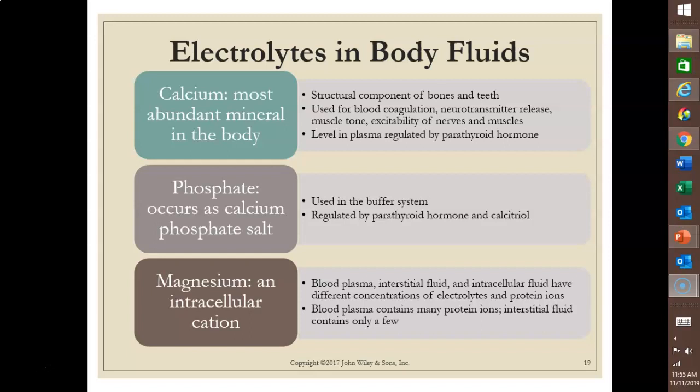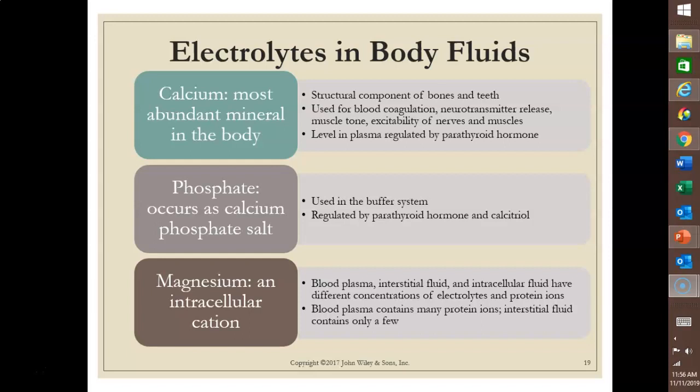The most important regulator of calcium concentration in the blood is parathyroid hormone. When blood levels of calcium are low, parathyroid hormone is going to be released, and that stimulates osteoclasts in bone tissue to break down calcium phosphate and release that calcium into the blood. Parathyroid hormone also increases the reabsorption of calcium from the glomerular filtrate as it passes through the renal tubules, and we get that calcium back into the blood.